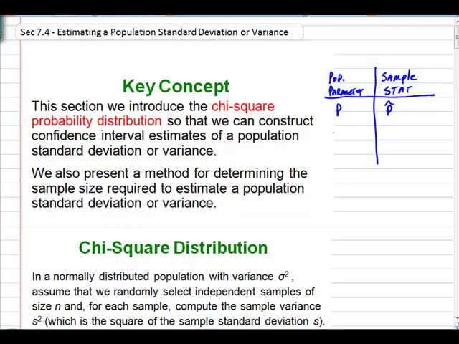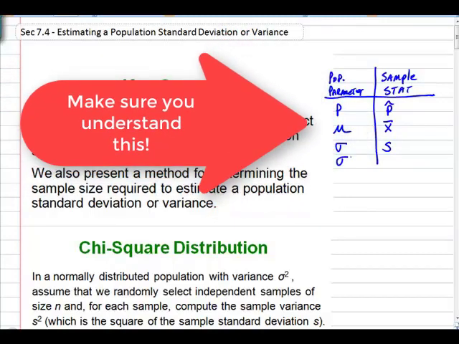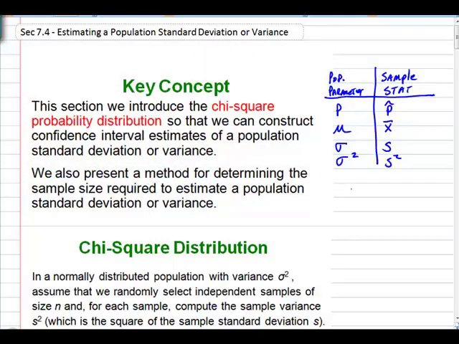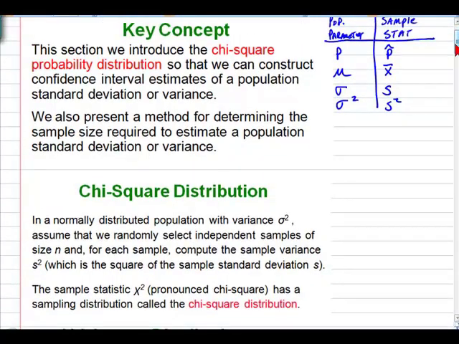We then moved on to estimating the mean using X bar as our point estimate. What we're going to look at now is estimating our standard deviation by using a sample statistic S. Remember, the population variance is sigma squared, and we're going to use S squared as our sample statistic for that. In this section we introduce the chi-squared probability distribution so that we can construct confidence interval estimates of a population standard deviation or variance. We also present a method for determining the sample size required to estimate a population standard deviation or variance.